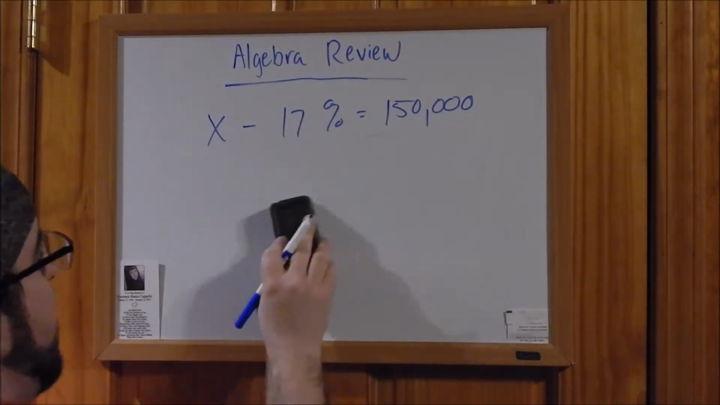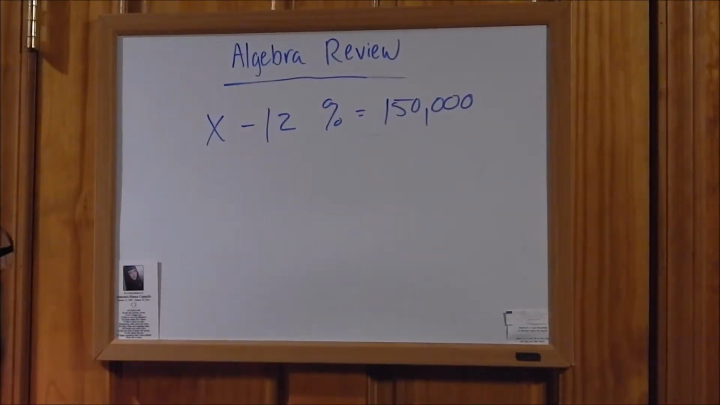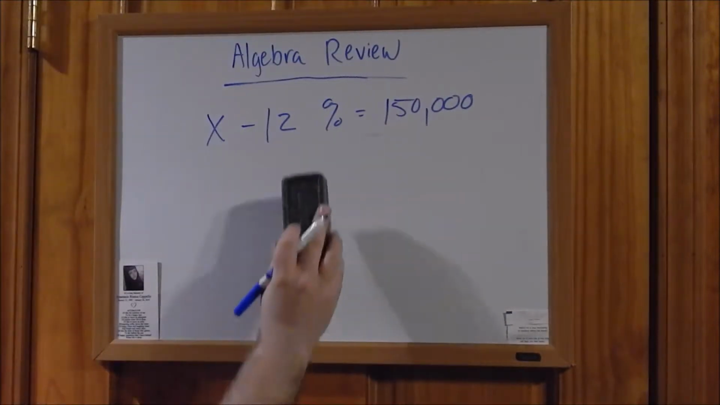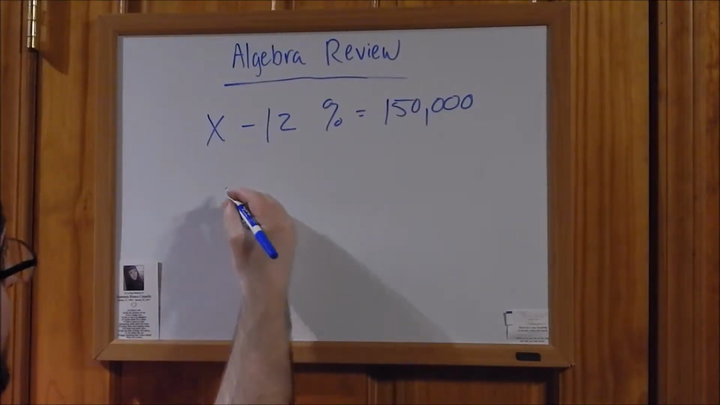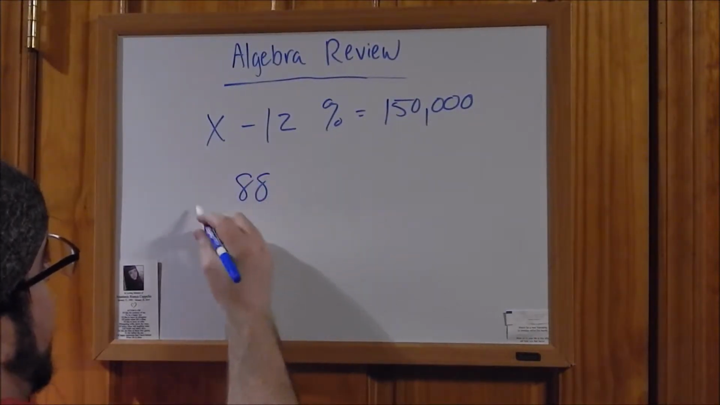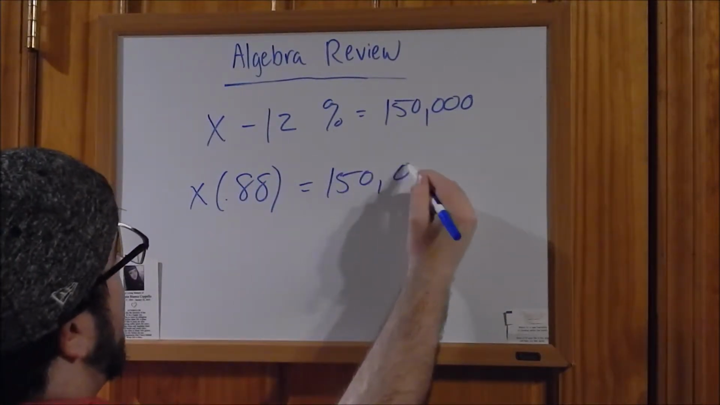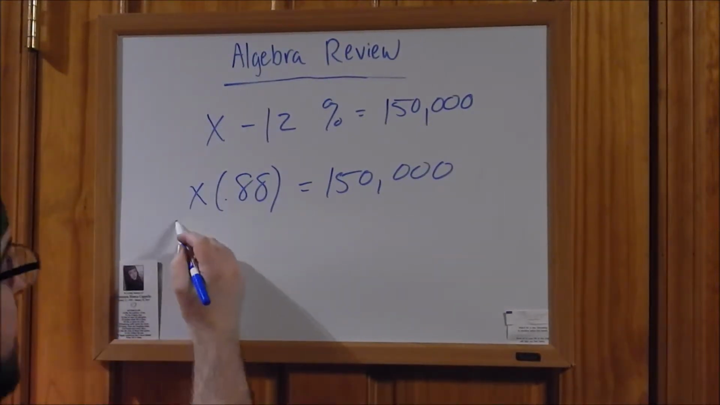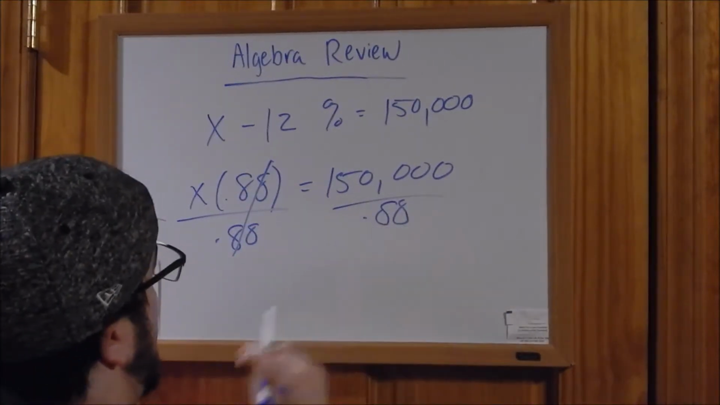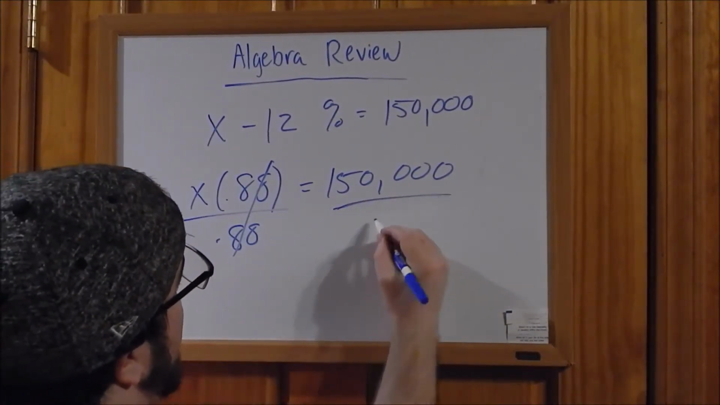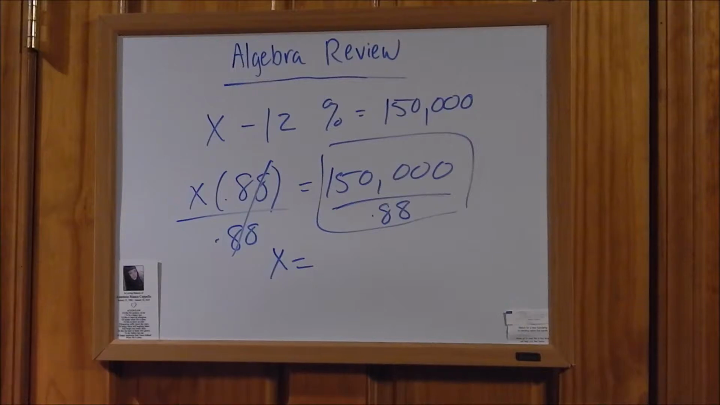One last time, because I want to burn it into your brains. X minus 12%, and we want to get 150,000. Okay, what do we know? We know that 100% minus 12% is 88%. So X times 0.88 equals 150,000. How do we get X by itself? That's right. We divide by 0.88 on both sides. We get X equals 150,000 divided by 0.88.